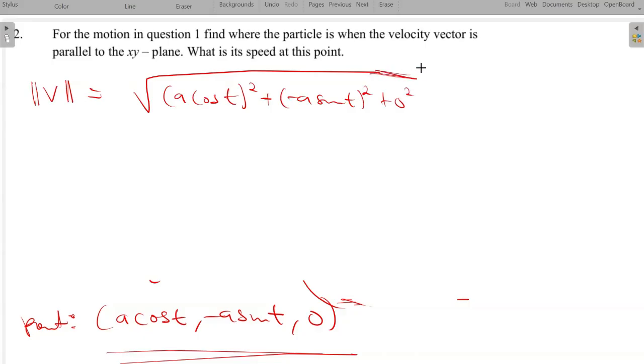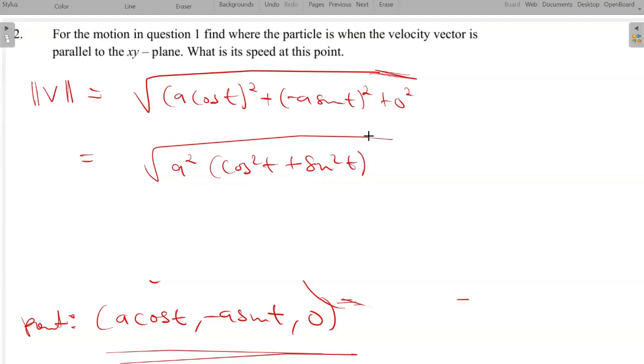Since we're saying that it's parallel to the xy plane, the k component there is going to be 0. So I'll have a squared and a squared from there, then cos squared t plus sine squared t. The 0 when you square it still becomes 0. Now you notice that this is the identity which gives us 1. So I just have root a squared like that.